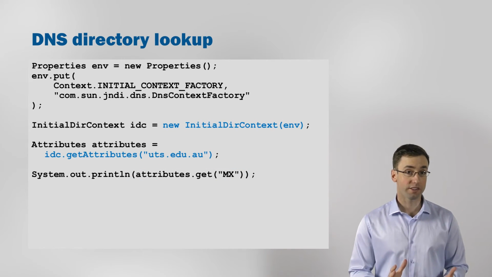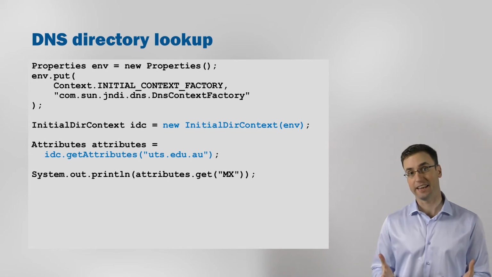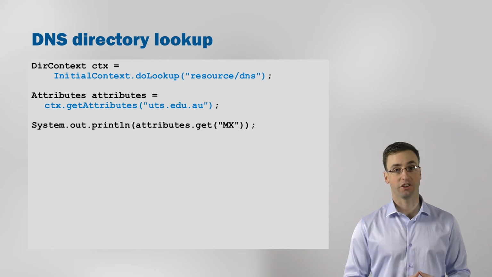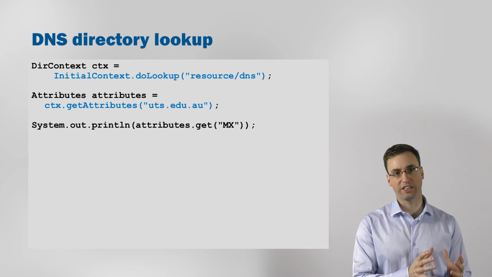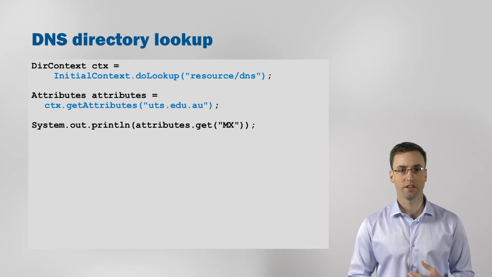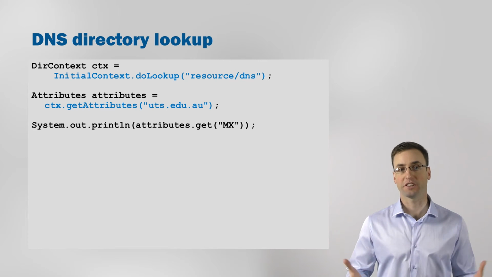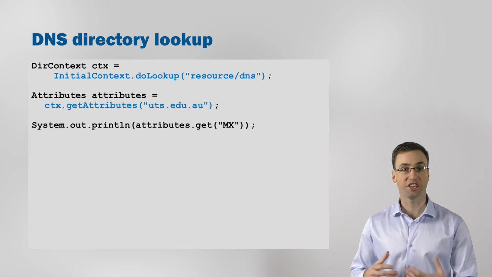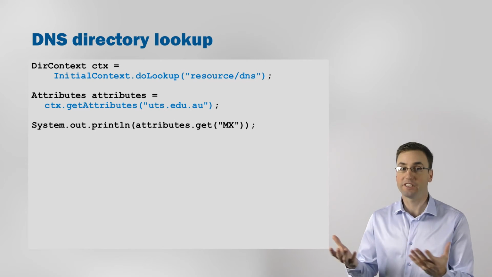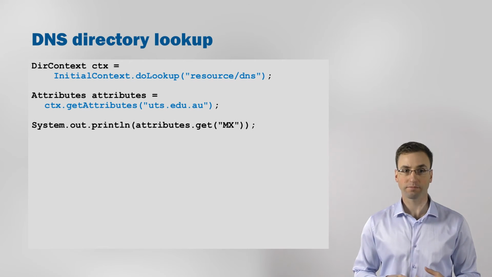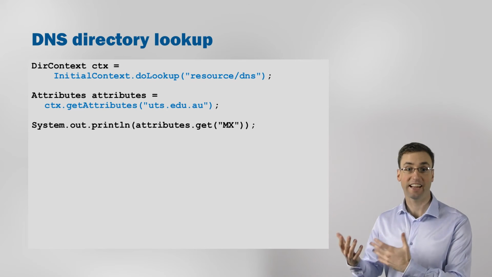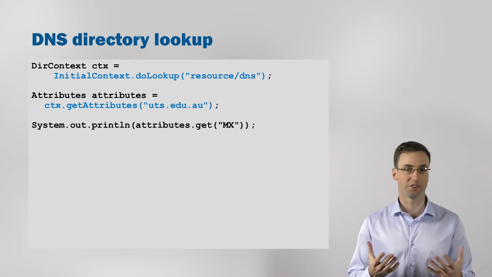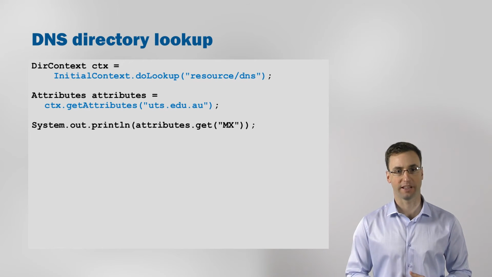Okay, that works, but it is a little bit more complicated than it needs to be. If we're running on a Java EE application server, we can move all of that configuration into the container. So I can go into the server's administration console and set up the DNS directory service as a JNDI resource named resource/DNS. So this slide does exactly the same as the previous slide, but this time there's no configuration because it is all managed by the application server.